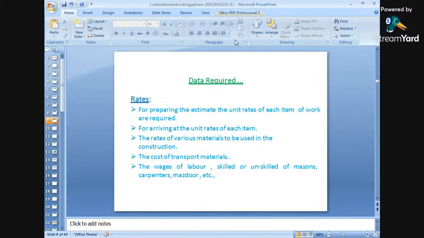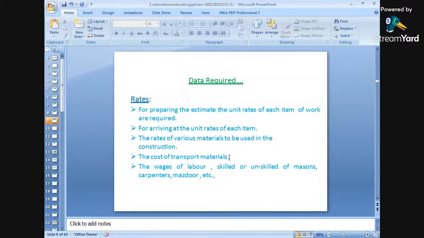Number two is for arriving at the unit rates of each item. That means finalizing the unit rate of each item. Number three is the rates of various materials to be used in the construction. Again, for materials such as fine aggregate and coarse aggregate, we have to find out the market rates of the various materials. Then the cost of transportation of materials.